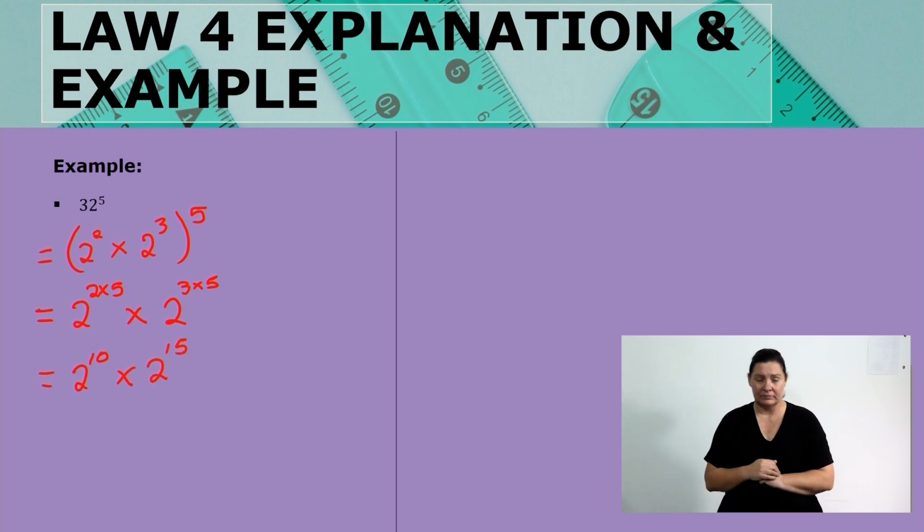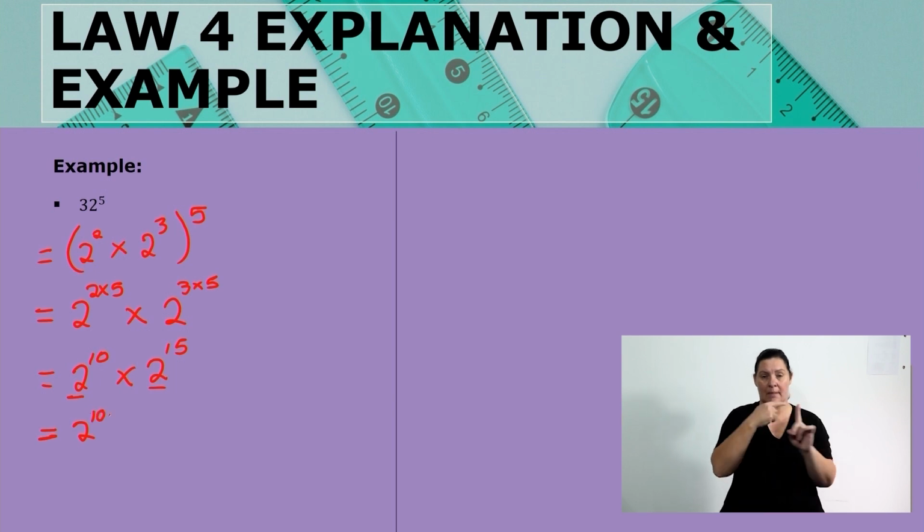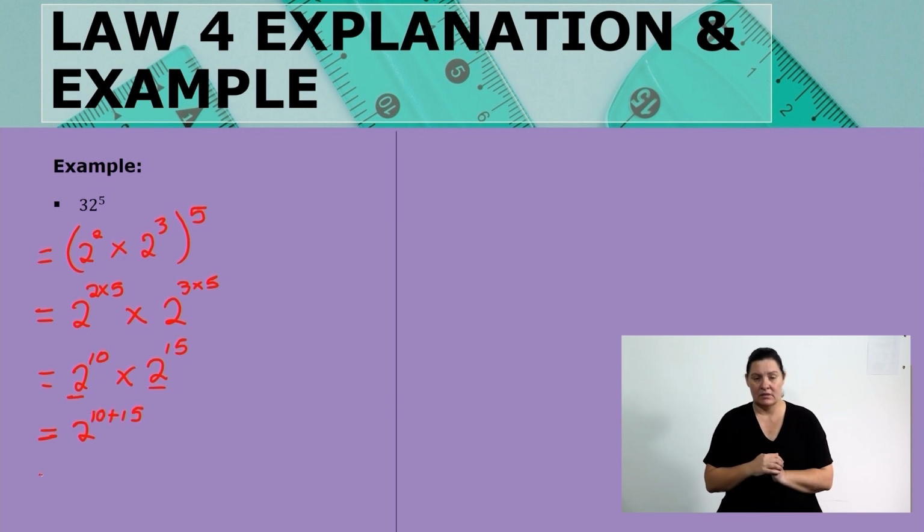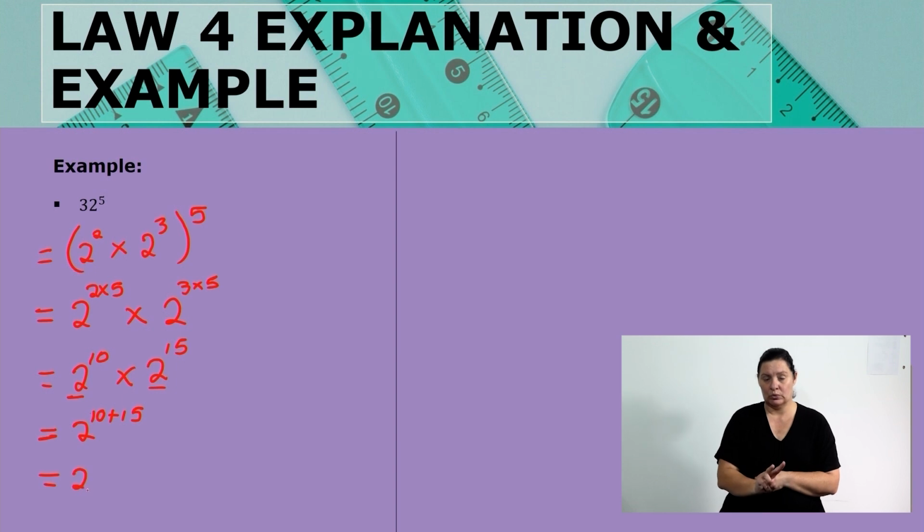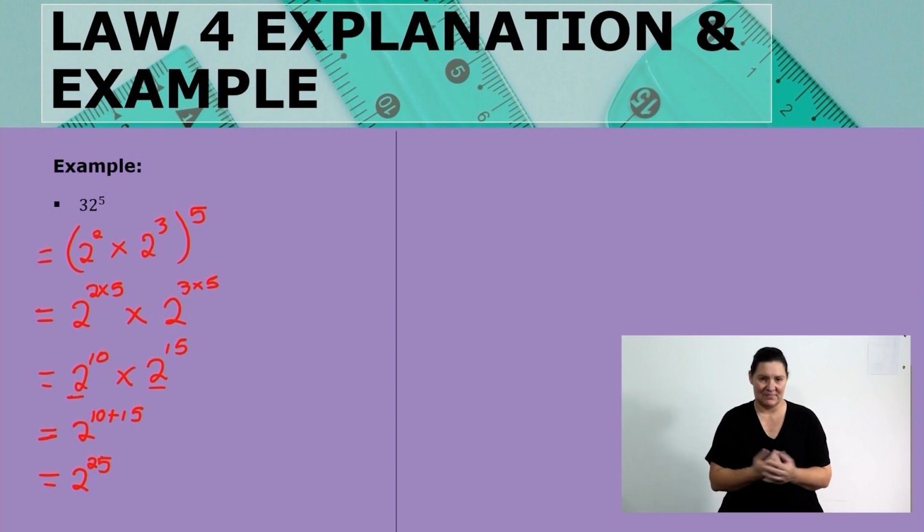But now if we go back to our first law, we are going to say because these have the same base, we can now add the exponents. So that is going to be 2 to the exponent 10 plus 15, which gives us 2 to the exponent 25. And that is our answer there.